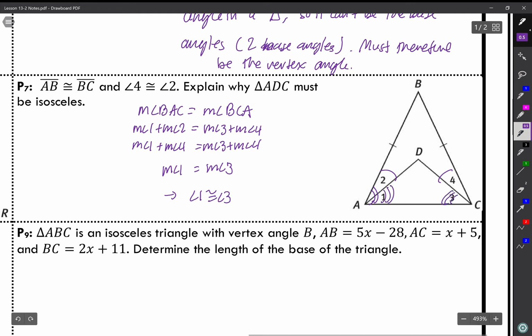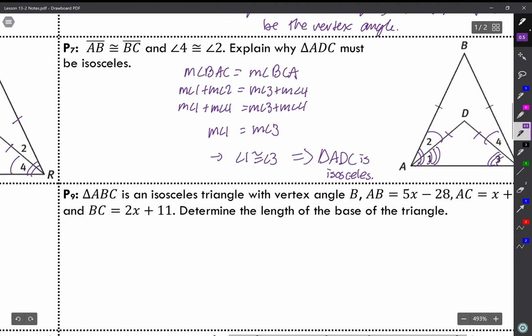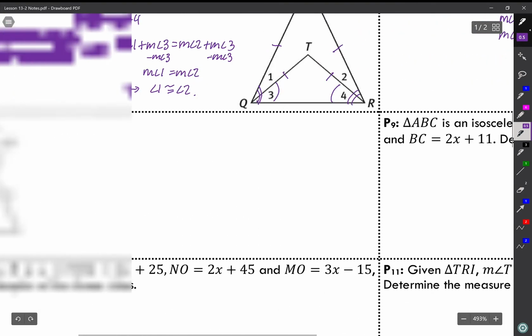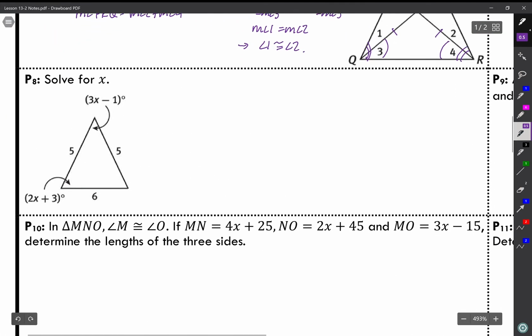Awesome. We know by the isosceles triangle theorem part 2 that if those angles are congruent, then these two sides are congruent. So triangle ADC is isosceles. And we're done with that one. Number 7. Awesome. Fun. Number 8. Solve for x.